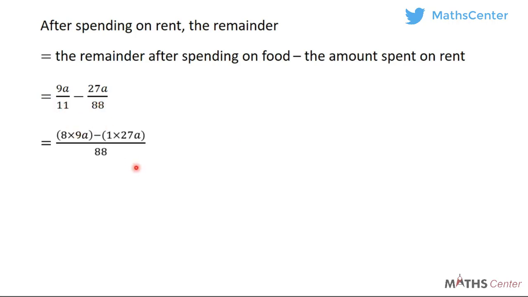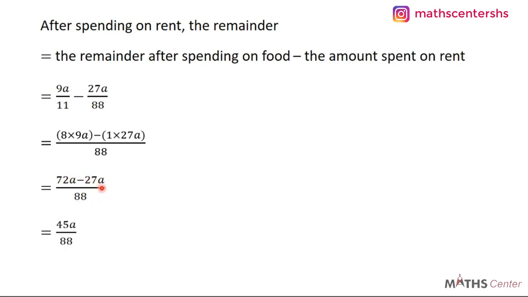The LCM for 11 and 88 is 88. So 88 divided by 11 is 8, times 9A, then minus 88 divided by 88, which is 1, times 27A. 8 times 9A gives us 72A, then minus 1 times 27A gives us 27A. So we have 72A minus 27A, all divided by 88.